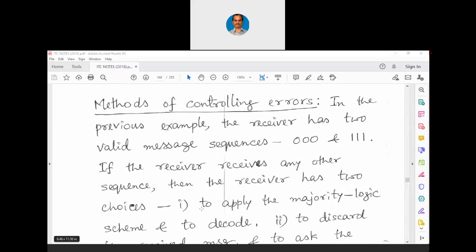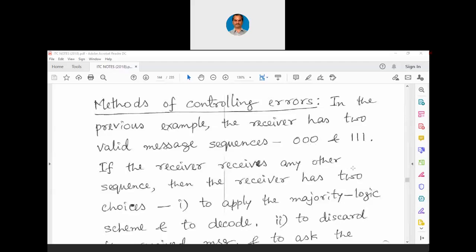We have seen one particular scheme here called the majority scheme. Now let us discuss this a little more so that later on we will develop some other algorithm for error detection and correction. The methods of controlling errors. In the previous example, the receiver has 2 valid message sequences, 000 and 111. These 2 are 100% valid messages.